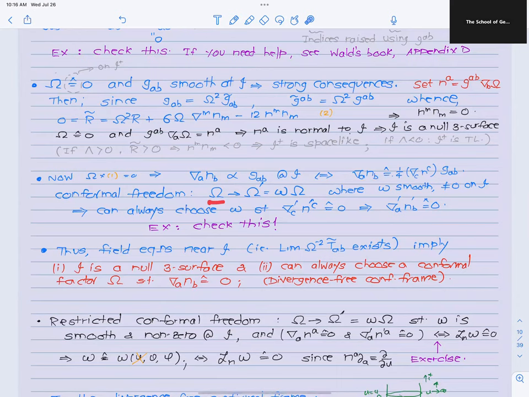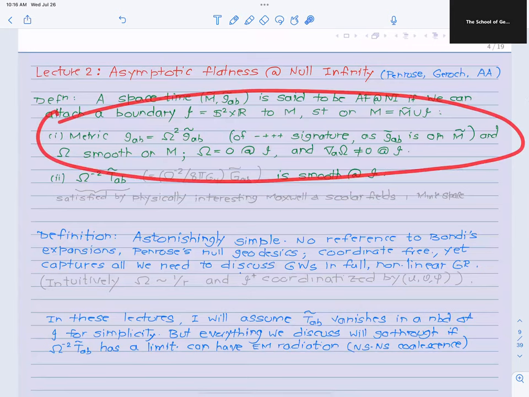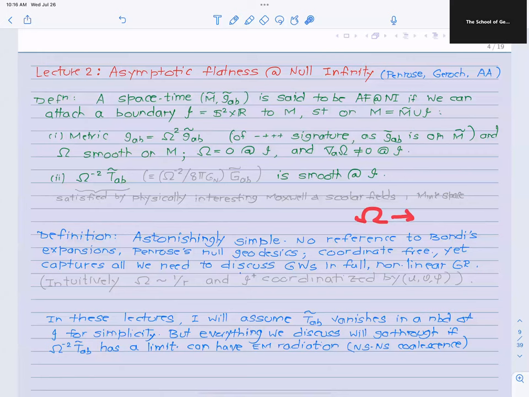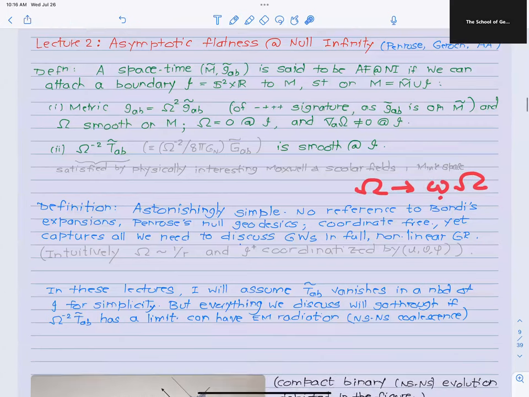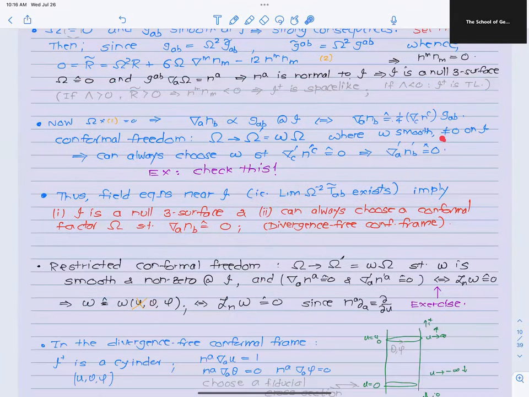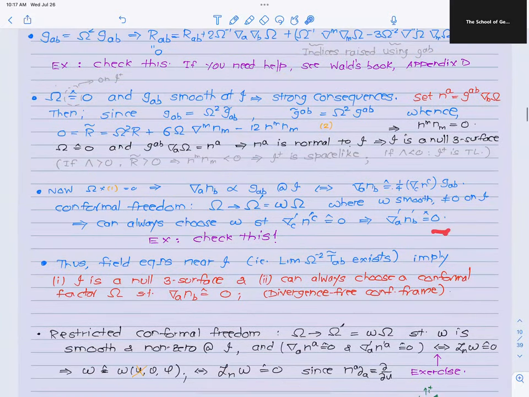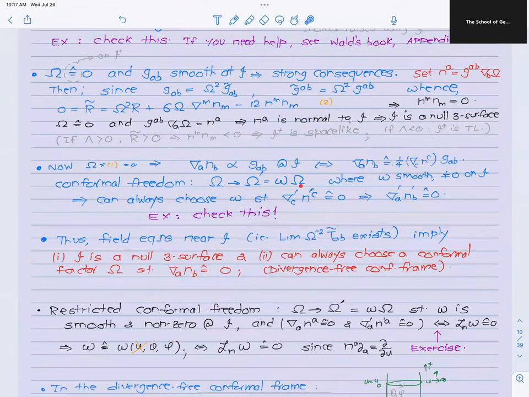But we have conformal freedom. If you give me a space-time which satisfies my conditions up here, I can make a conformal transformation. Omega goes to little omega times omega, where little omega is just some smooth function, and little omega is not equal to zero at scri. Little omega is not equal to zero at scri because I know that grad A of capital omega is required not to be equal to zero. In other words, capital omega should be a good coordinate. So capital omega is a good coordinate, capital omega prime is a good coordinate, and therefore little omega cannot be zero. So it is smooth but not equal to zero at scri.